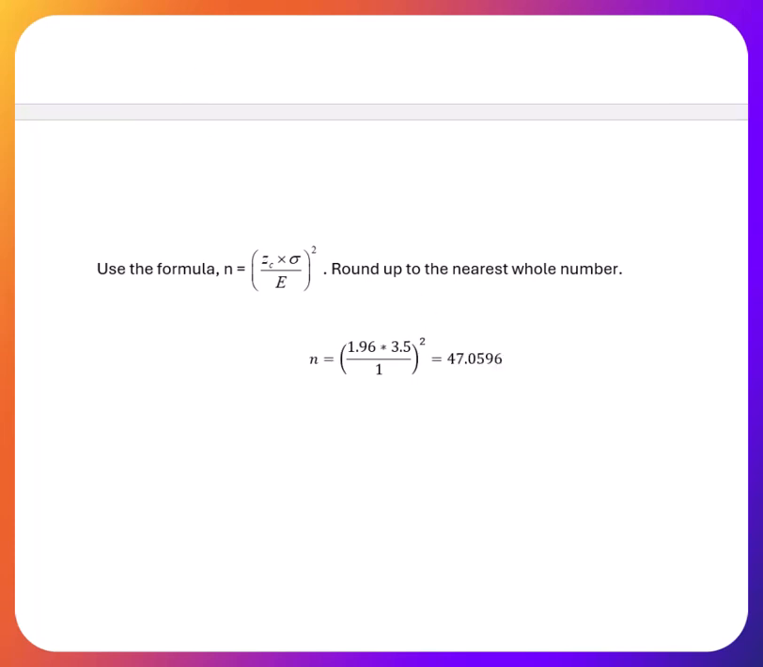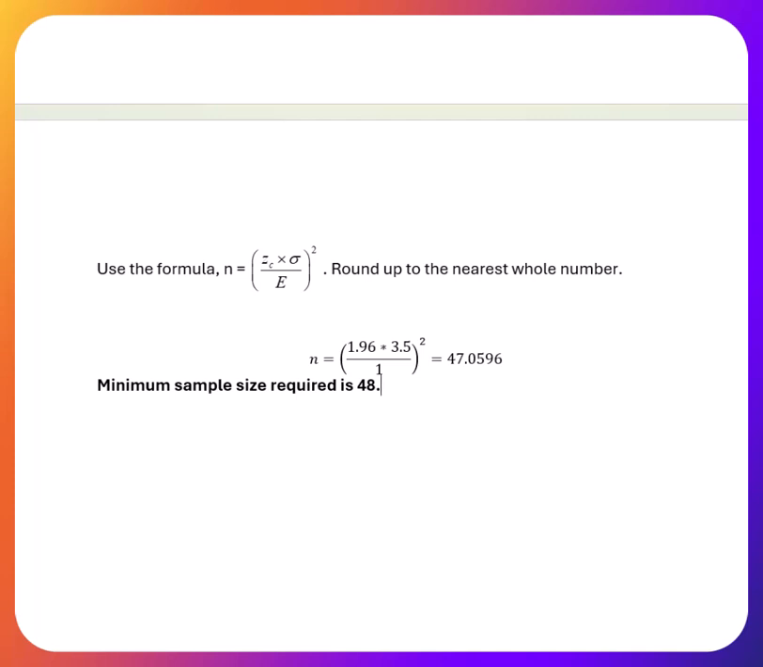Okay, so the answer is 47.0596, but sample size can't be a decimal. So what's the minimum sample size required? You need to round this up to the next whole number, which is 48.